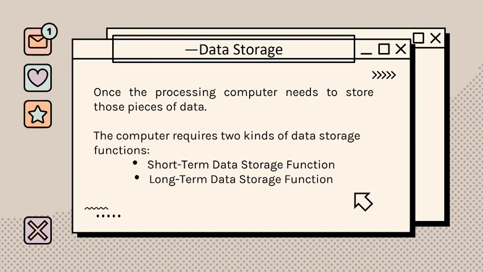Data storage. Data storage essentially means that files and documents are recorded digitally and saved in a storage system for future use. Storage system may rely on electromagnetic, optical, or other media to preserve and restore the data if needed. Once the processing is done, the computer needs to store those pieces of data, and the computer requires two kinds of data storage function: short-term data storage function and long-term data storage function.